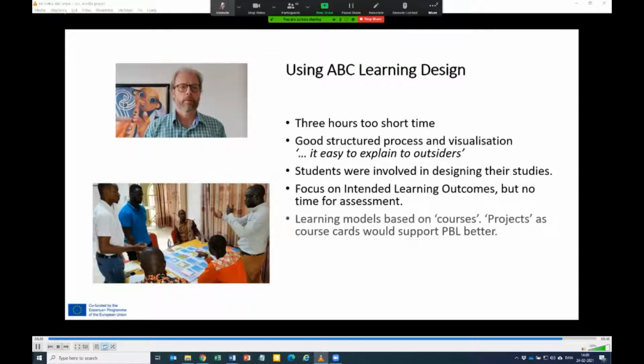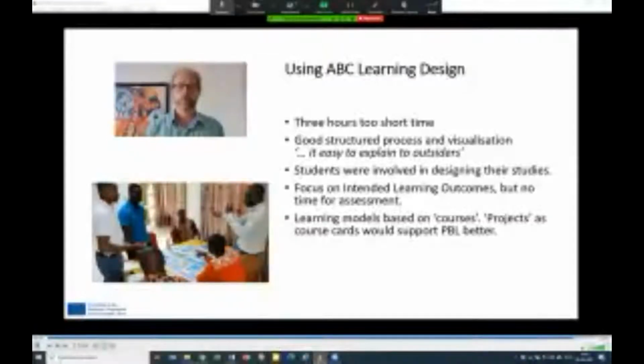Finally, it can be said that we applied a language of learning models as courses. PBL could possibly be addressed more directly if projects were included on the level of course cards.